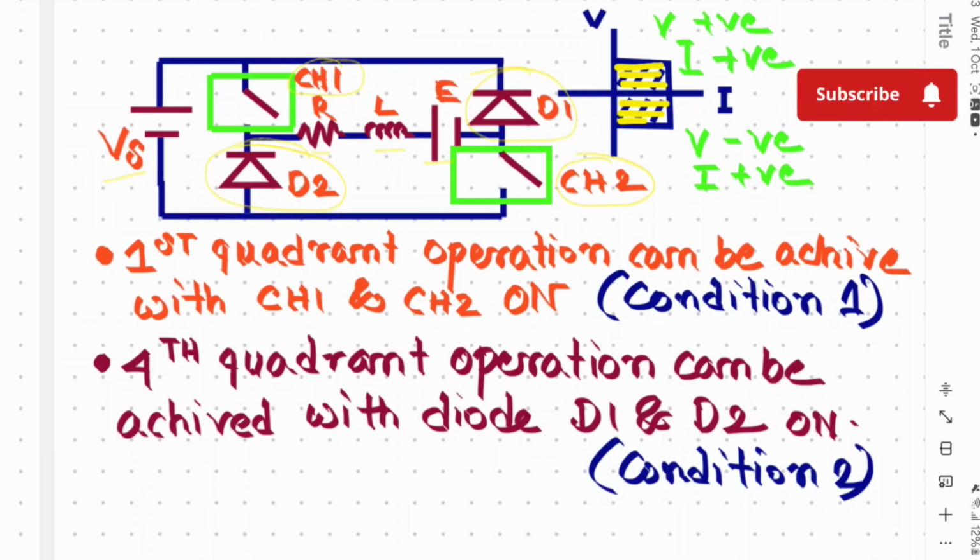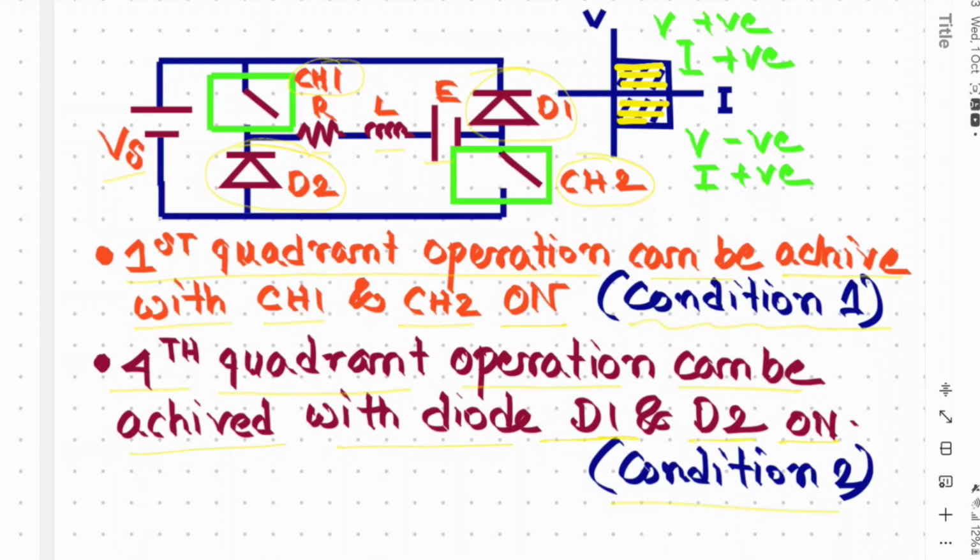It is a two quadrant chopper, so first quadrant operation can be achieved with switch 1 and switch 2 on. So this is condition 1. Fourth quadrant operation can be achieved with diode D1 and D2 on. So this is the second condition. One by one we will understand condition 1 and condition 2. Let's see the circuit of condition 1.